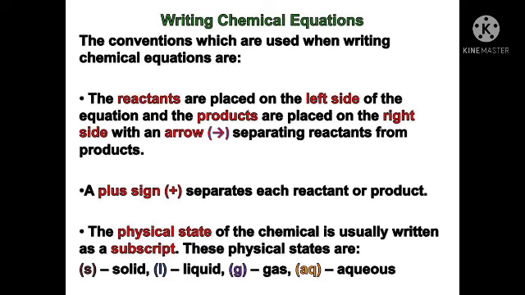Writing chemical equations. The conventions which are used when writing chemical equations are: the reactants are placed on the left side of the equation and the products are placed on the right side of the arrow, separating reactants from products. A plus sign separates each reactant or product. The physical state of the chemical is usually written as a subscript. These physical states are solid (s), liquid (l), gas (g), and aqueous solutions we write (aq).